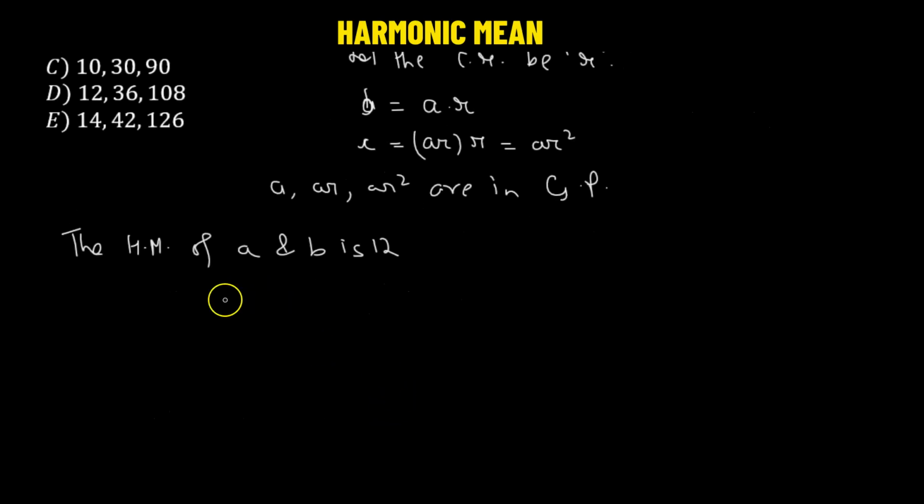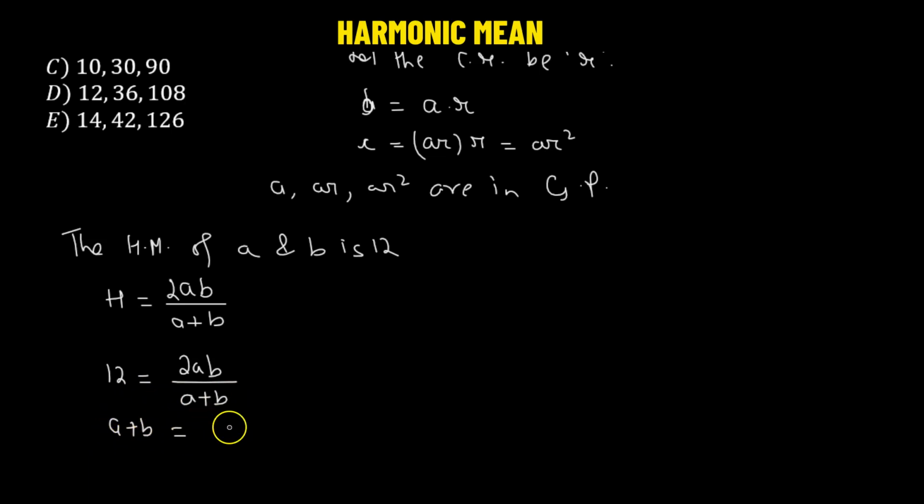Now how do we define the harmonic mean? Let's say H is the harmonic mean of A and B. The harmonic mean between A and B is given by the formula 2 times the product of A and B divided by the sum of A and B. So here we are given that the harmonic mean is 12. So 12 equals 2 times AB divided by A plus B. Or simply we can have 6 times (A plus B) equals AB. Fine. Let's label this as equation number 1.